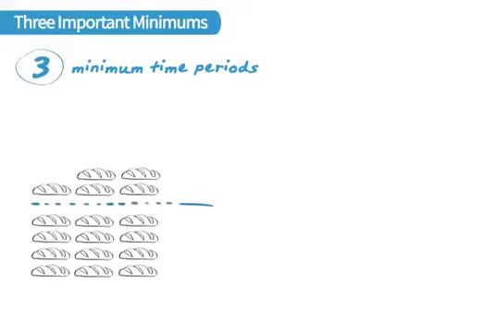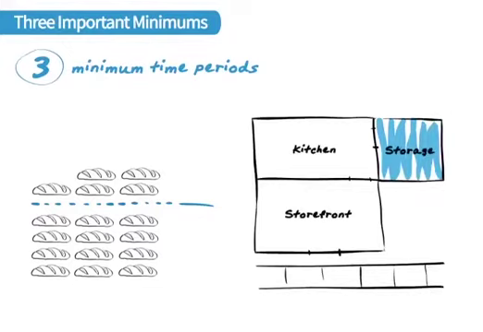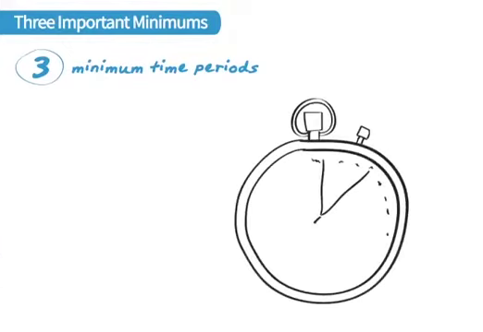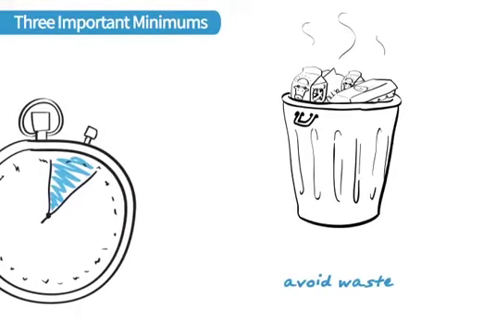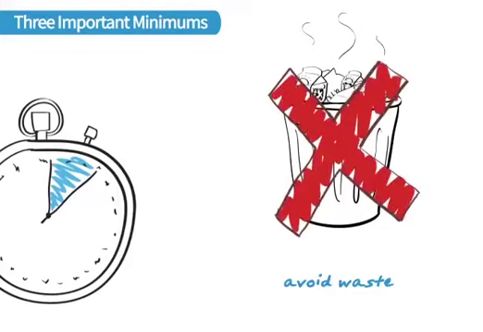Number 3, minimum time periods. Lastly, not only do you want to keep the minimum amount of stock in the smallest amount of space required, you also should keep it for the shortest time possible to reduce your cash outflow. Avoid waste due to storage fees and spoilage in the case of perishable items.